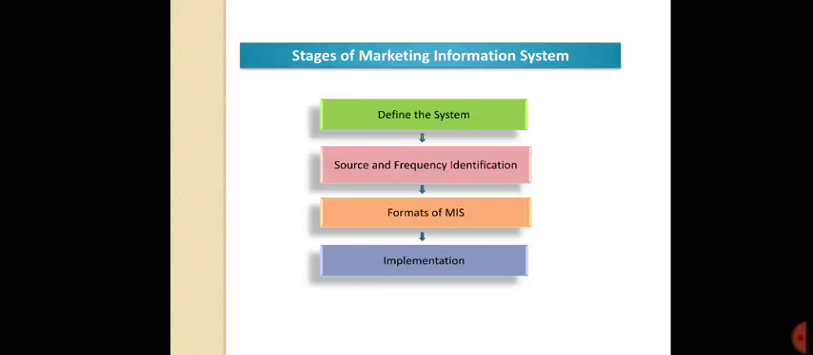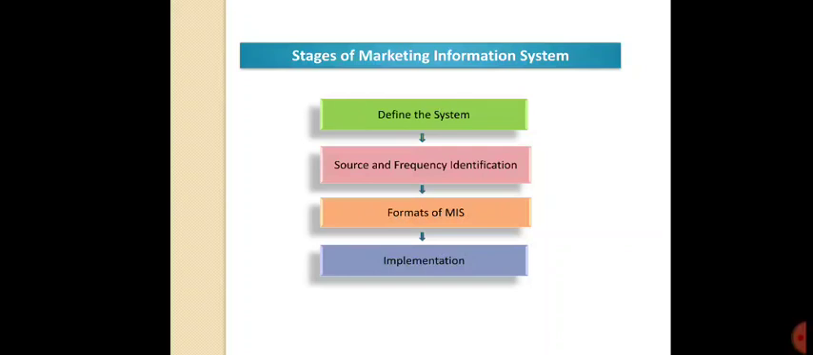Next stage is source and frequency identification. We can say once the information needs have been assessed, the source of this information and the frequency of reporting have to be identified. And I have already explained the source could be both external and internal, whereas the frequency could be based on the occurrence of the event or by exceptions.